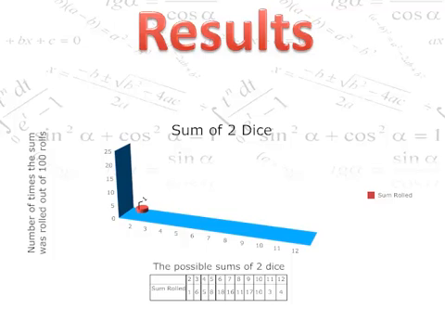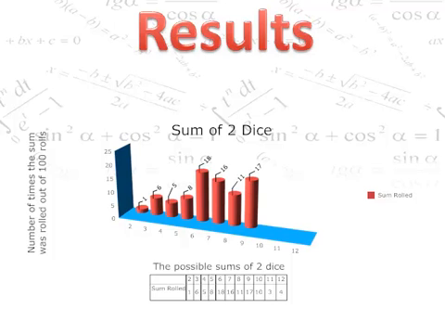2 came up once, 3 came up 6 times, 4 came up 5 times, 5 came up 8 times, 6 came up 18 times, 7 came up 16 times, 8 came up 11 times, 9 came up 17 times, 10 came up 10 times, 11 came up 3 times, and 12 came up 4 times.